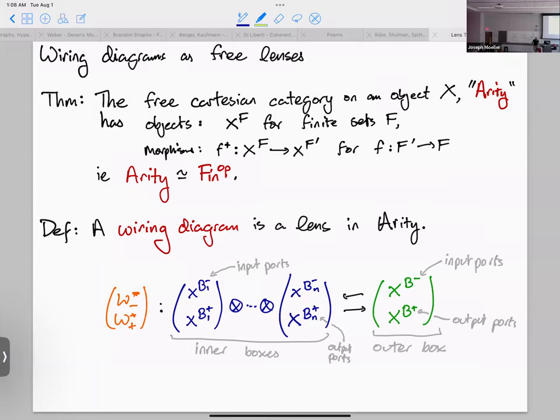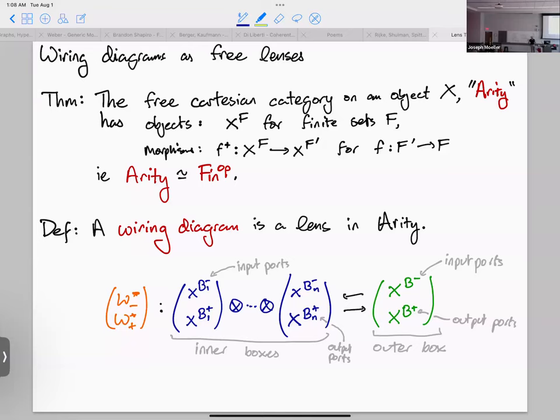So what is it? It turns out that it's the opposite of the category of finite sets, but I want to write it in a certain way, which is expressive. So we have a single object X, but then it also has finite products, so we can take the product of this with itself over and over again. In fact, for any finite set F, we can take the power of the single object we started with, X to the F. And now let's think of what a map between these two things is.